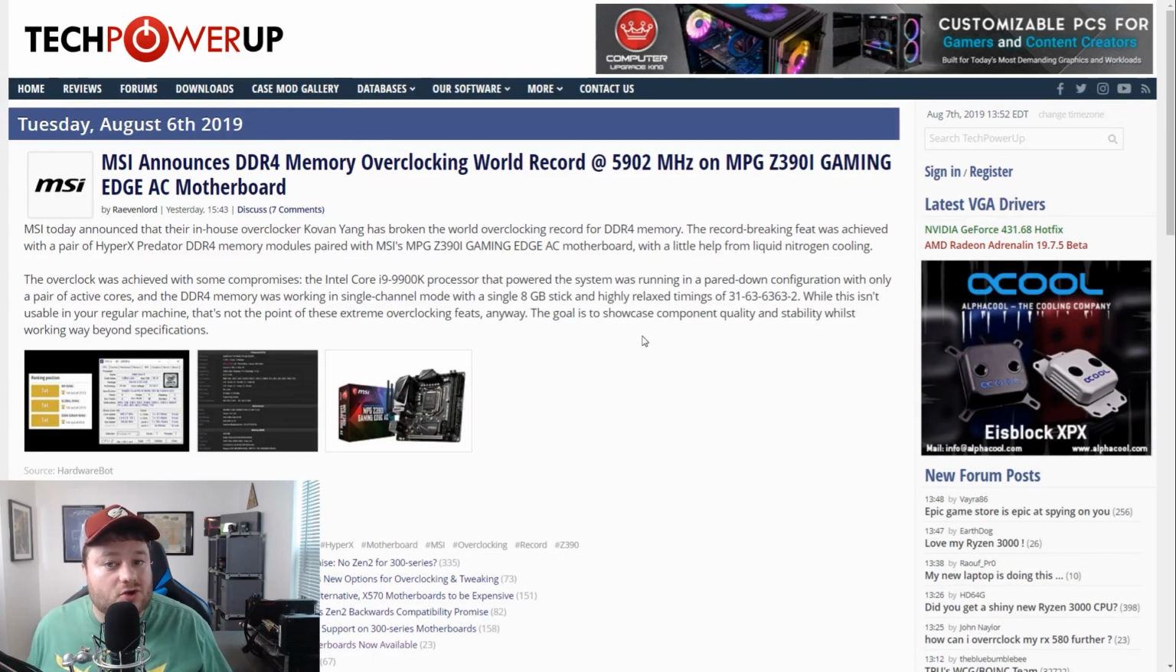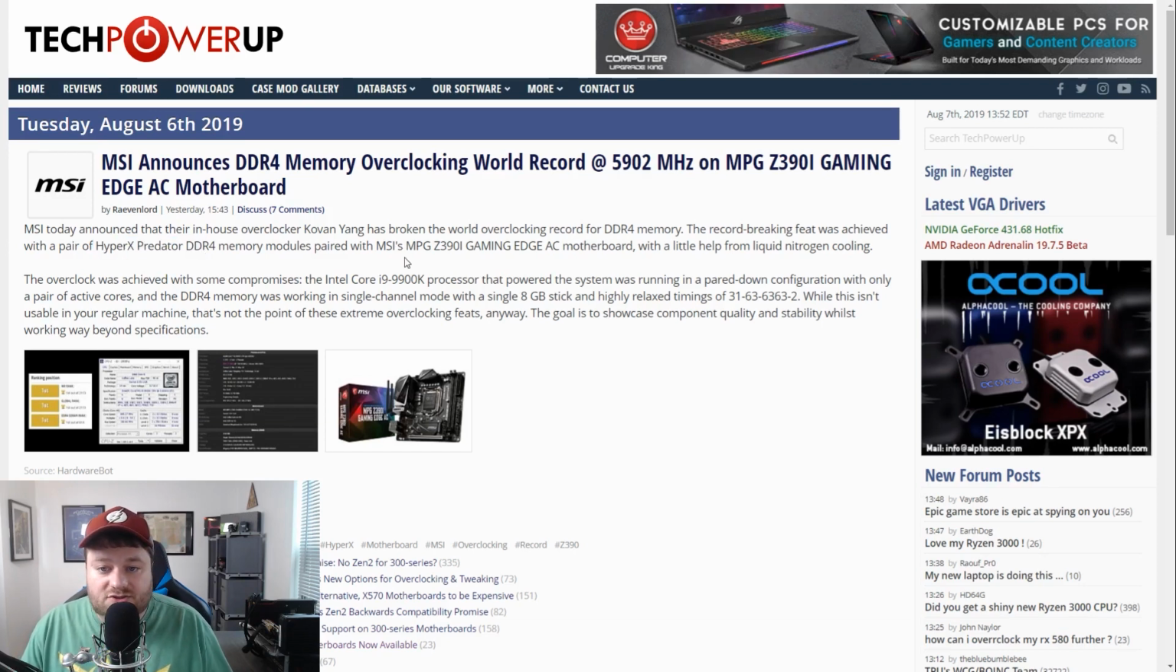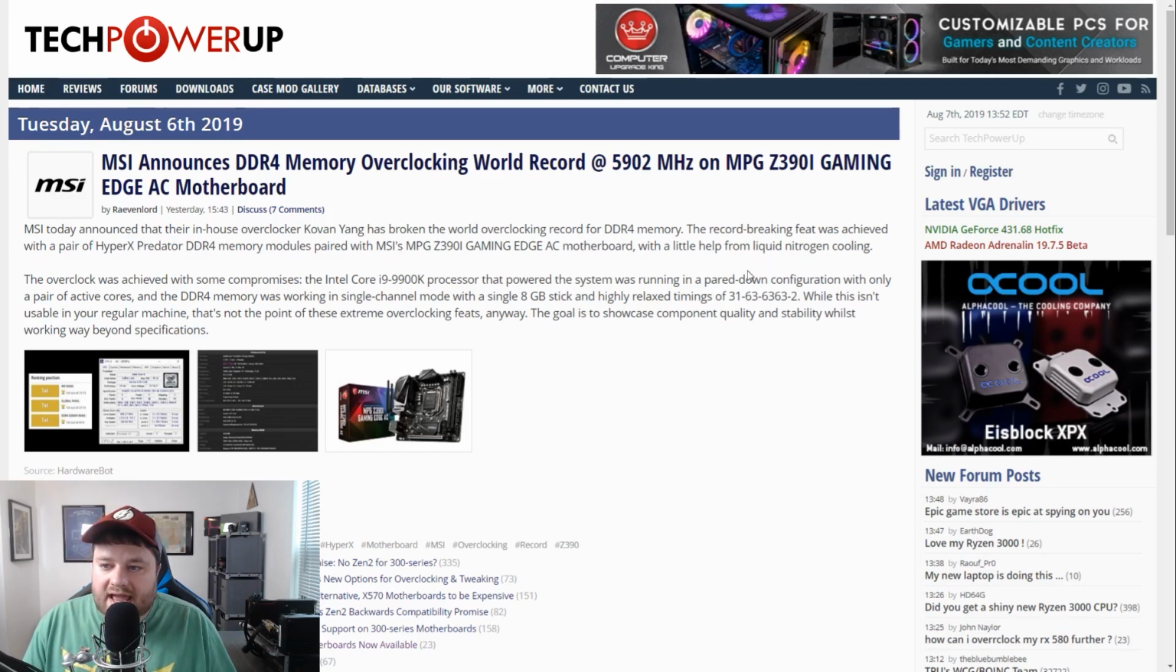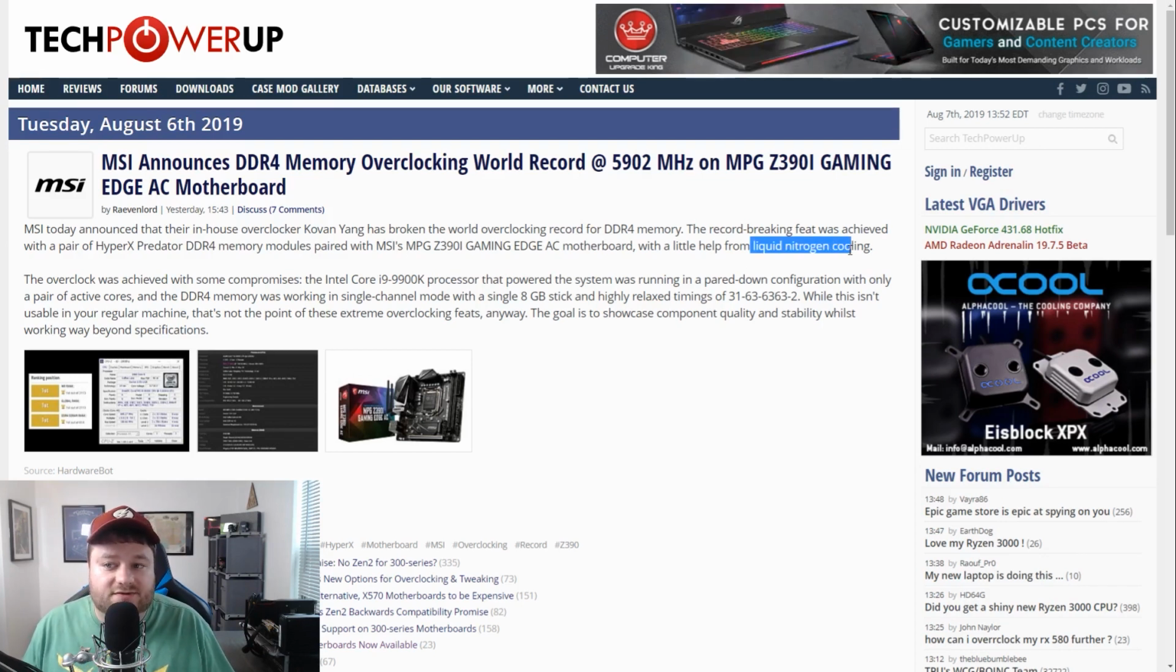Starting things off, we have MSI, who announced a new DDR4 overclocking world record. They actually got this bad boy up to 5902 MHz on the MPG Z390i Gaming Edge AC motherboard, obviously by MSI. The record was set using a couple HyperX Predator DDR4 modules, as well as MSI's motherboard, and of course, liquid nitrogen. Obviously, this isn't something you're going to be able to use for long periods of time, but either way, 5.9 GHz, that's pretty wild.